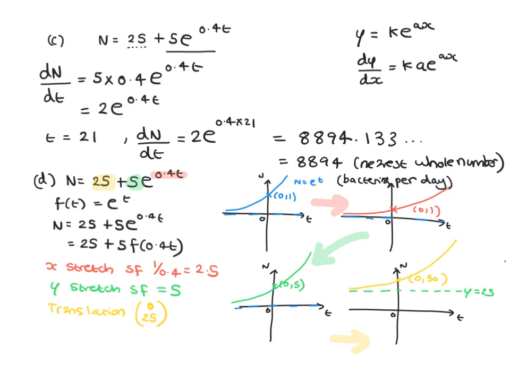Now, of course, time can't be negative in this particular situation, so we may actually not want to include this portion of the graph. We may only want to start the graph at t equals 0. But this is our final sketch here, n equals 25 plus 5e to the 0.4t.